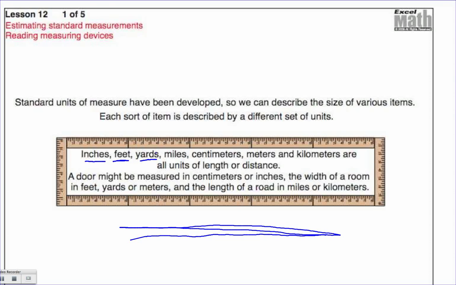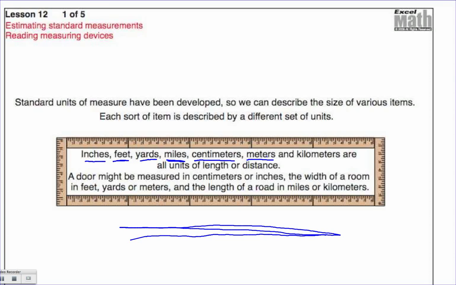Yards are equal to 3 feet. That measures a length, a distance. And miles, for those of you that are at our school, that's from our school to the freeway is about a mile. And you guys know that's a pretty good distance. And centimeters, that's about the width of your pinky. And that's a little bit smaller than an inch.